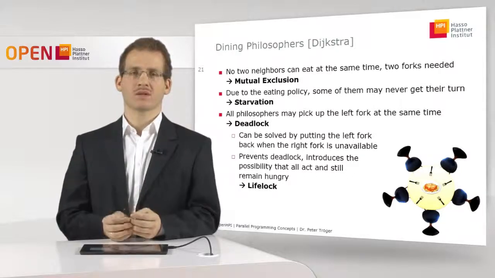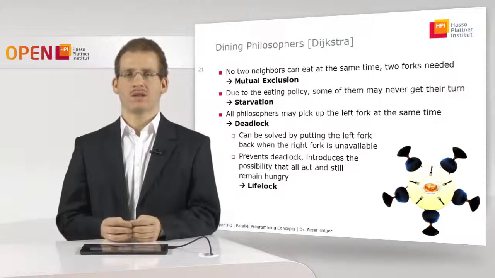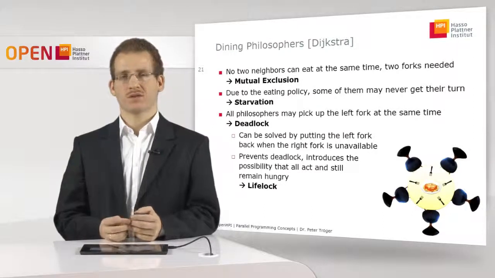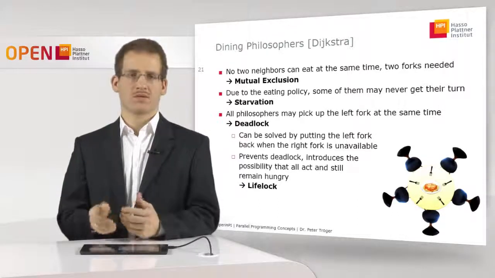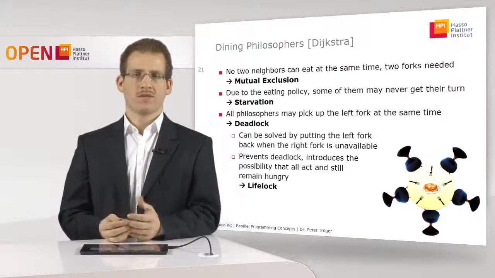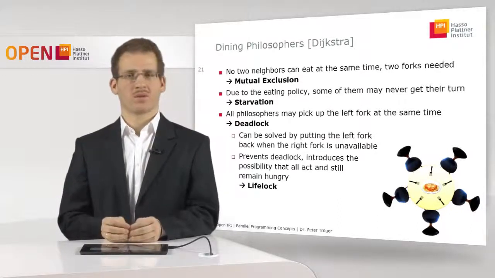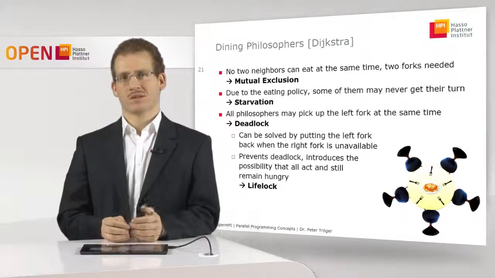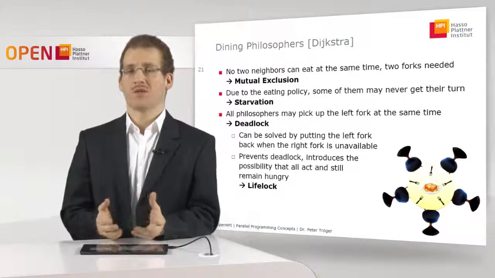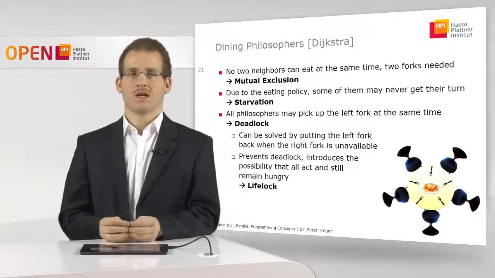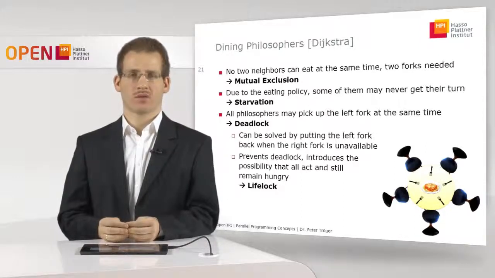Due to the eating policy, we may have the situation that some of them never get their turn. And this is a problem we call starvation. So in a concurrent system where some of the activities, due to scheduling or due to other policies, never actually get a chance to run on the processing elements, we have a starvation problem, which is typically bad, because if some of the concurrent activities have no chance to finish, then normally the overall application has no chance to finish. Starvation is therefore one important problem that can be found in concurrent programming.